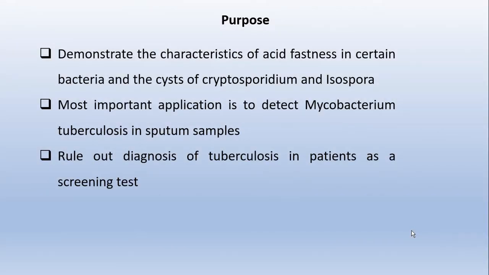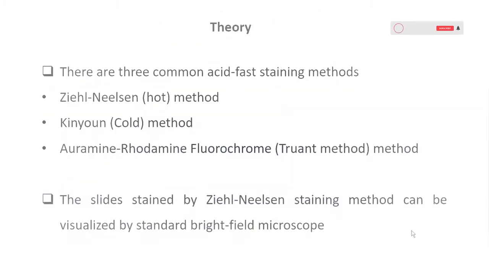This demonstrates the characteristics of acid fastness in certain bacteria and the cysts of Cryptosporidium and Isospora. The most important application is to detect Mycobacterium tuberculosis in sputum samples. This staining method is a screening test for the rule out of diagnosis of tuberculosis in patients.